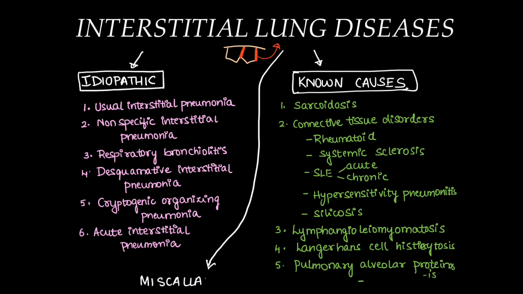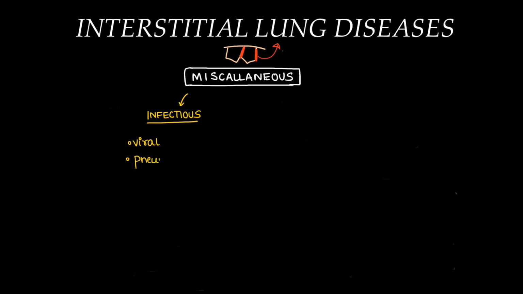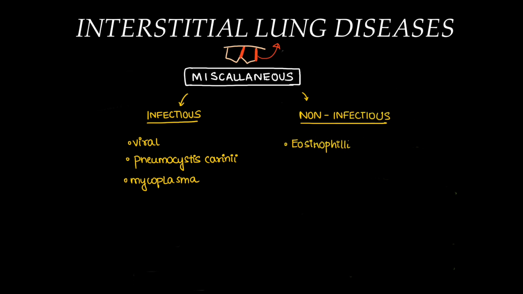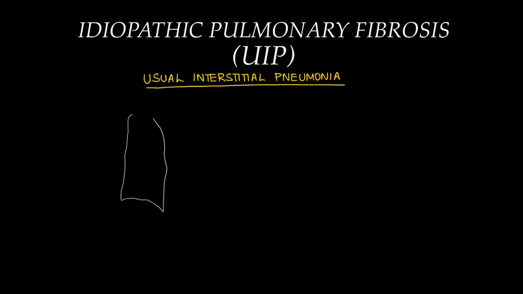Next, we also have some miscellaneous causes which we'll see. The miscellaneous causes include infective, under which come viral pneumonias, pneumocystis carinii pneumonia and mycoplasma pneumonias, and non-infective causes which include eosinophilic pneumonia, acute respiratory distress syndrome, lipoid pneumonia and diffuse alveolar hemorrhage. In this video, we'll discuss only idiopathic interstitial lung diseases.